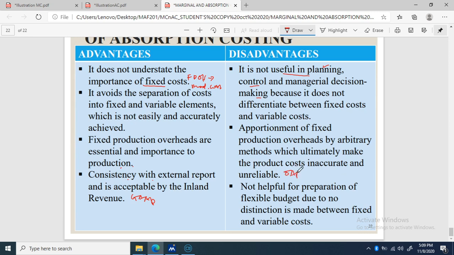And then apportionment of fixed production overheads by an arbitrary method ultimately makes product cost inaccurate and unreliable. When we calculate OAR, we have many bases. If we have different bases, the cost absorbed will be different. So it can make the fixed overhead absorbed inaccurate and unreliable. And it is not helpful for the preparation of a flexible budget, because fixed costs and variable costs are not separated. So this is basically what we learned in marginal costing and absorption costing.